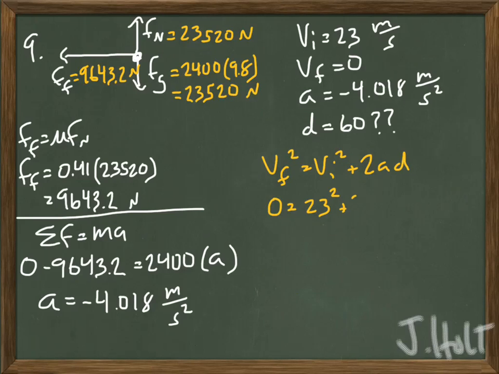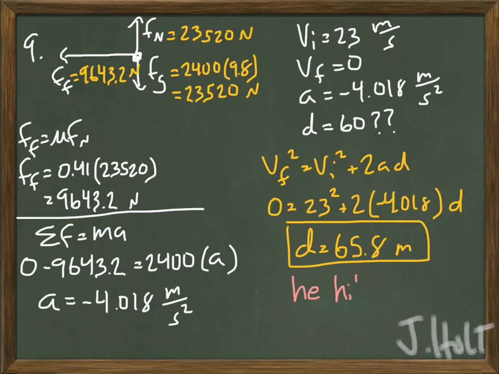We can use the vf squared formula. We have everything that we need. It turns out your displacement is 65.8, which is bigger than the 60 that the tree branch is away. So it turns out we're going to hit the tree.